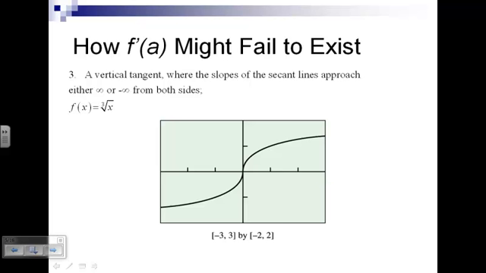A third place where a derivative would fail to exist is where the tangent line is vertical. If I were to draw the tangent line for that curve at 0, we get a perfectly vertical line. What do we know about the slopes of vertical lines? Undefined. They are undefined.